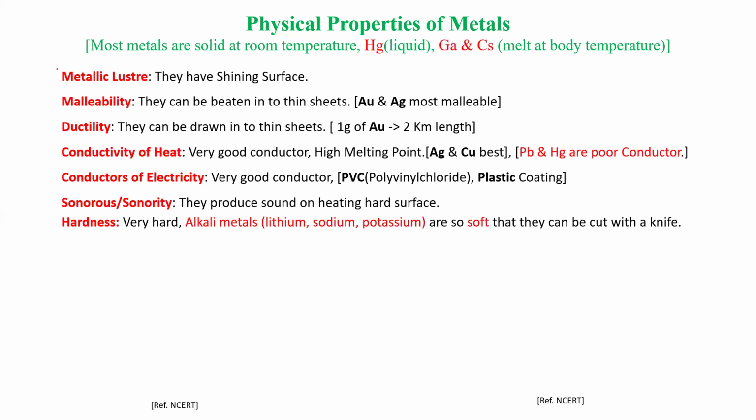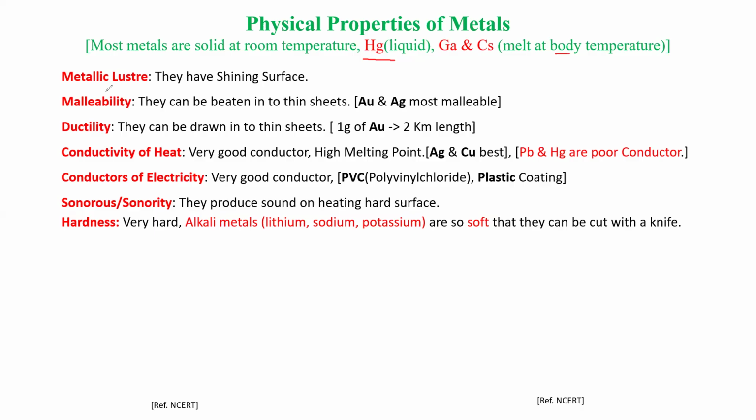So for physical properties, if you see, most of the metals are solid at room temperature. But what is exceptional here? Mercury, that is liquid at room temperature. And gallium and cesium are going to melt at room temperature. Even if you keep it not at room temperature but at body temperature, in the palm, it is going to melt. So these are the exceptions. Okay. So that is most important from the examination point of view.